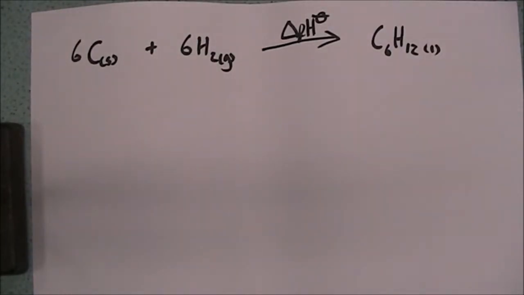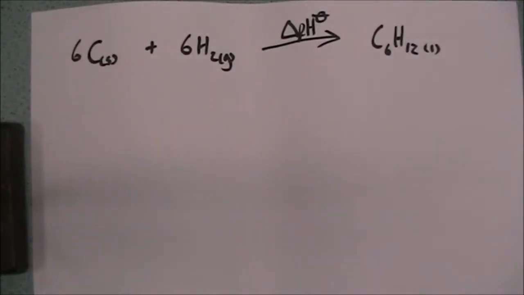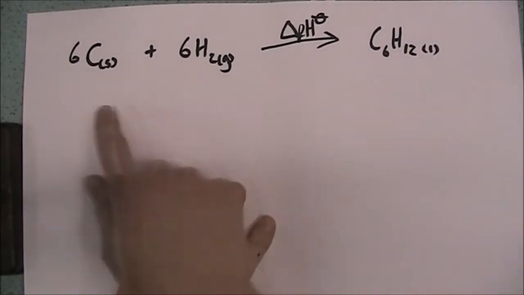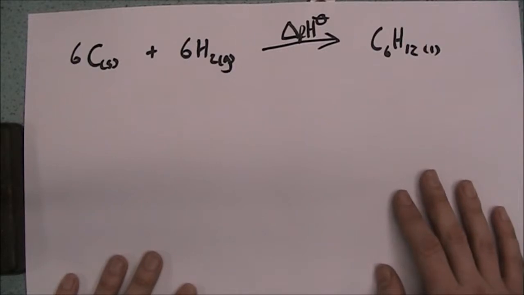Here's an example of a reaction which would be difficult to measure. We've got carbon and hydrogen forming cyclohexane here. And if you take some carbon and you take some hydrogen and you crank up the pressure and you put a load of energy in, you'll probably get any number of different isomers. It's almost impossible to actually make pure cyclohexane out of these, and therefore the enthalpy change of formation under standard conditions of cyclohexane is actually really difficult to work out experimentally.